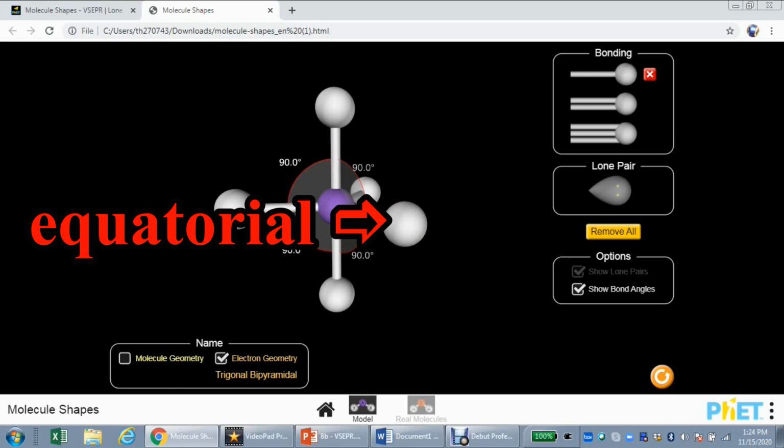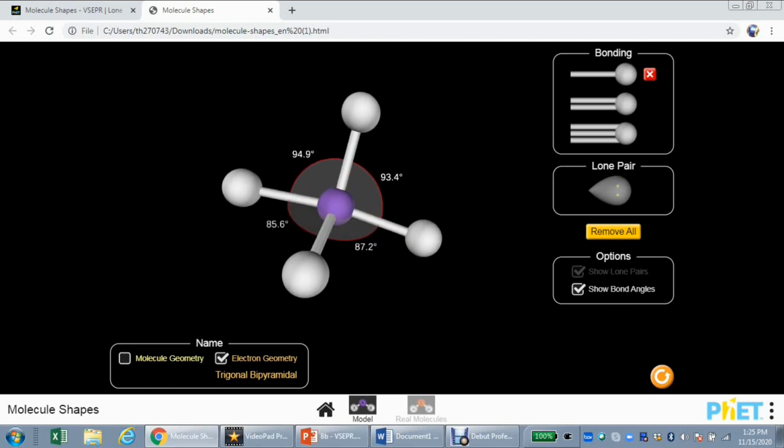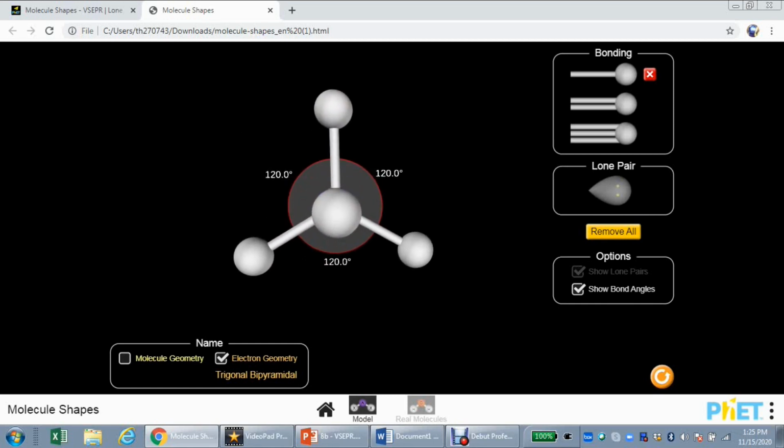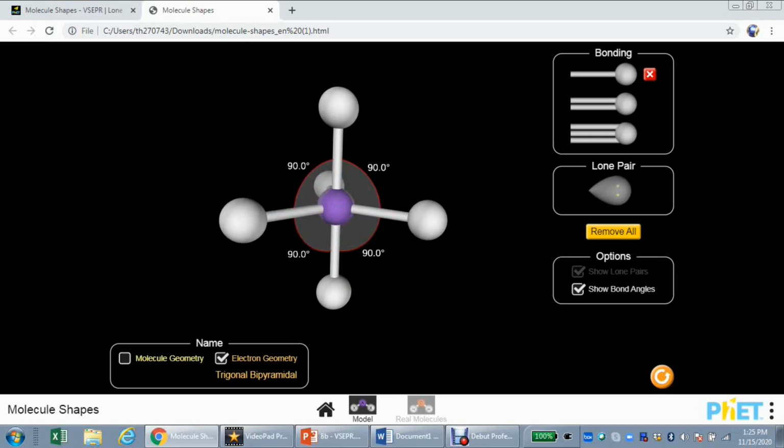The equatorial positions are located at the corners of an equilateral triangle. Thus, these positions all lie at 120 degrees from each other. The axial positions point straight up and straight down from the center atom, 180 degrees from each other. Notice that the bond angle from an equatorial atom to the central atom to an equatorial atom is 120 degrees, but the bond angle from an axial position to the central atom to an equatorial position is 90 degrees.